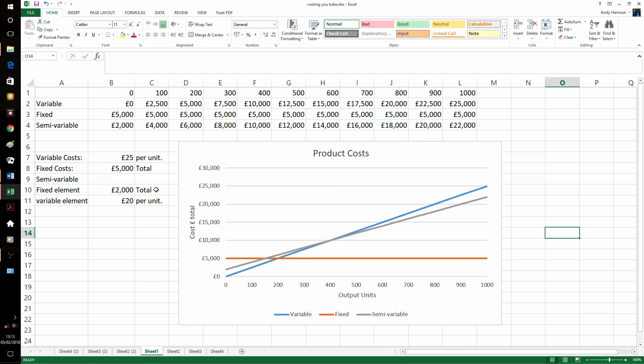And then our semi-variable with its fixed bit and its variable bit. Because of the fixed bit, it starts here, that's actually at 2,000, and then it goes up, not as steep as the variable cost because it's only £20 per unit. So on top of the fixed bit, sometimes we show that separately, it goes all the way up to 22,000 in this case, as a slightly shallower amount. We're going to use these numbers later when we split it.